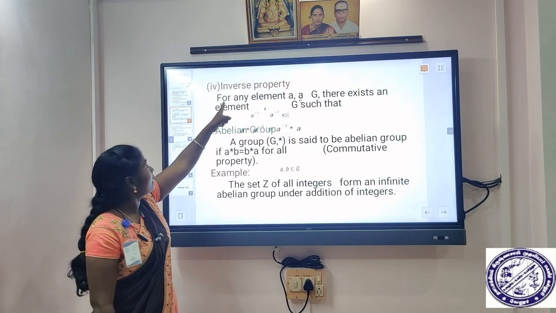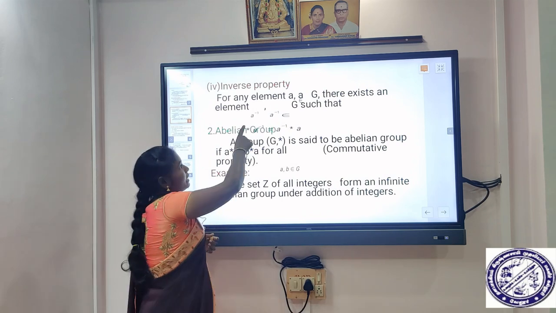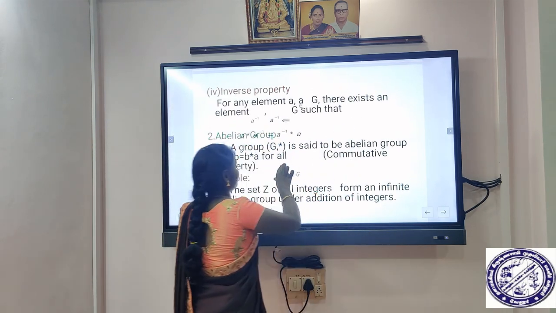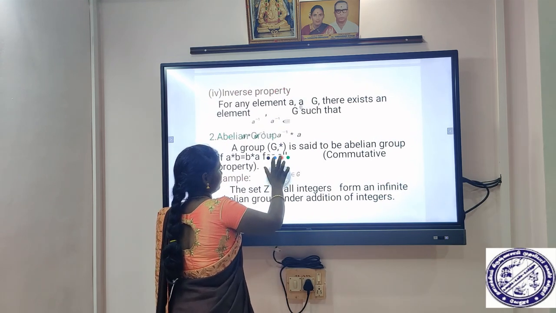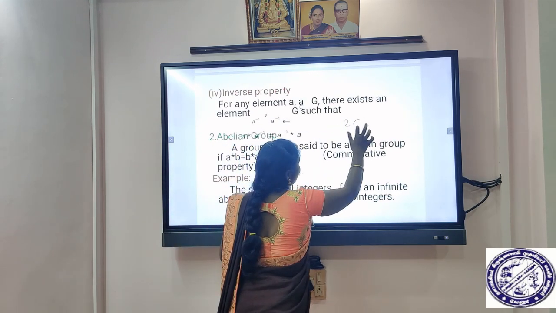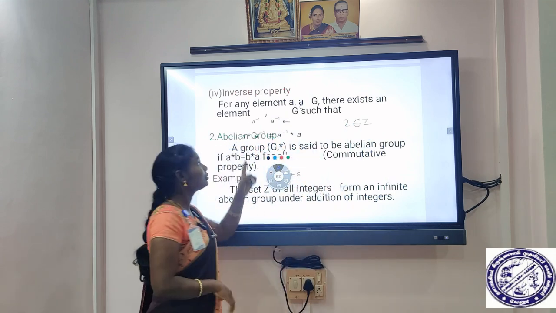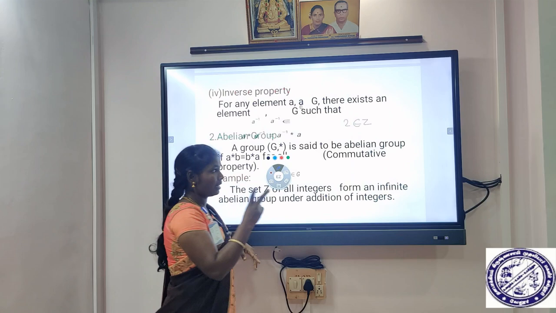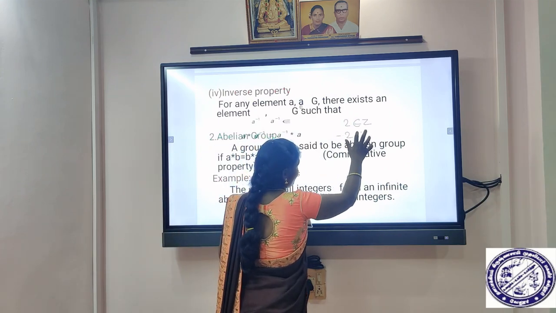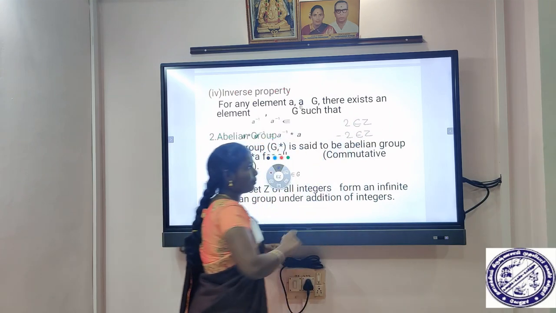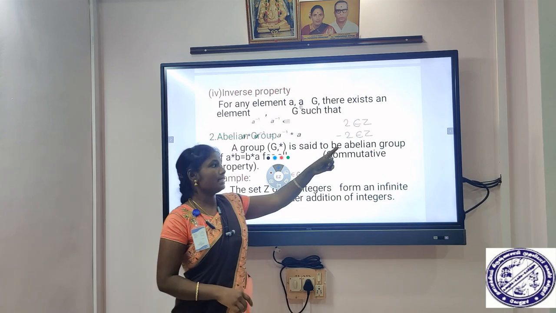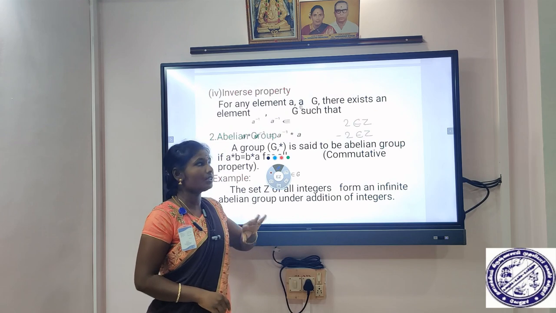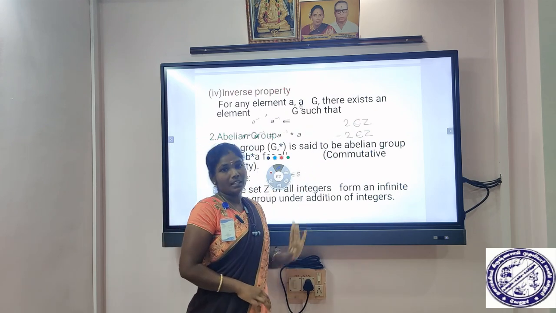Next one, the inverse property. So I can choose one element 2, which belongs to Z. Next I take another element, minus 2, which also belongs to Z. Z is the set of all integers, so positive and negative values are also here in the set of integers.